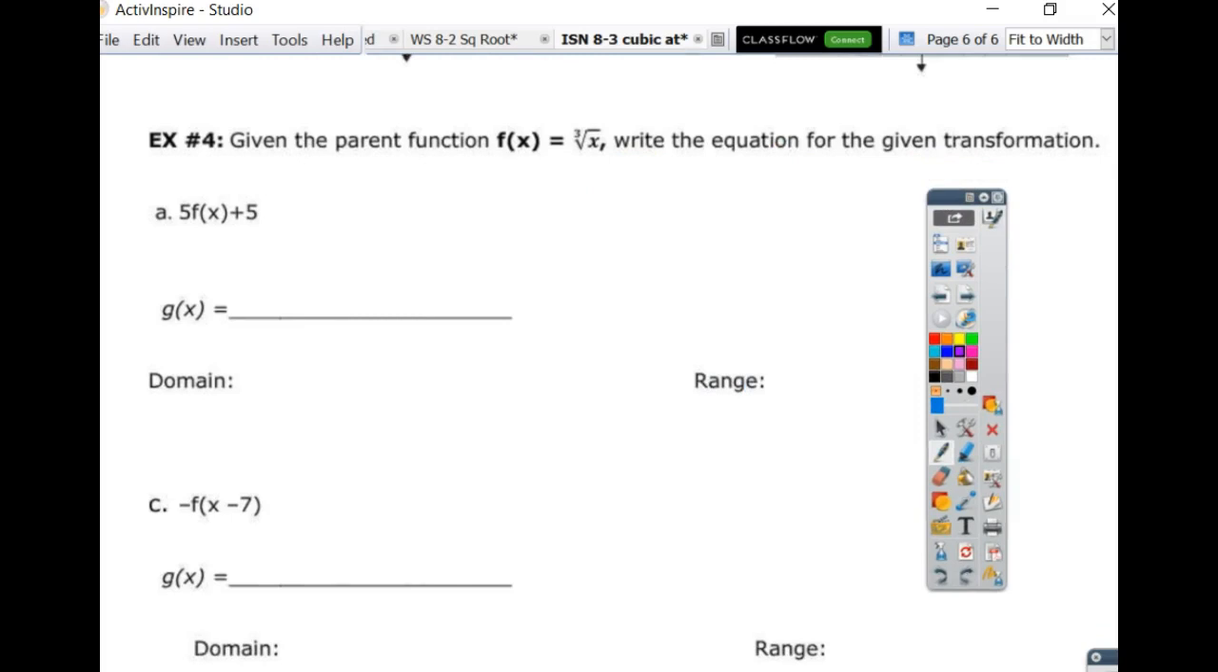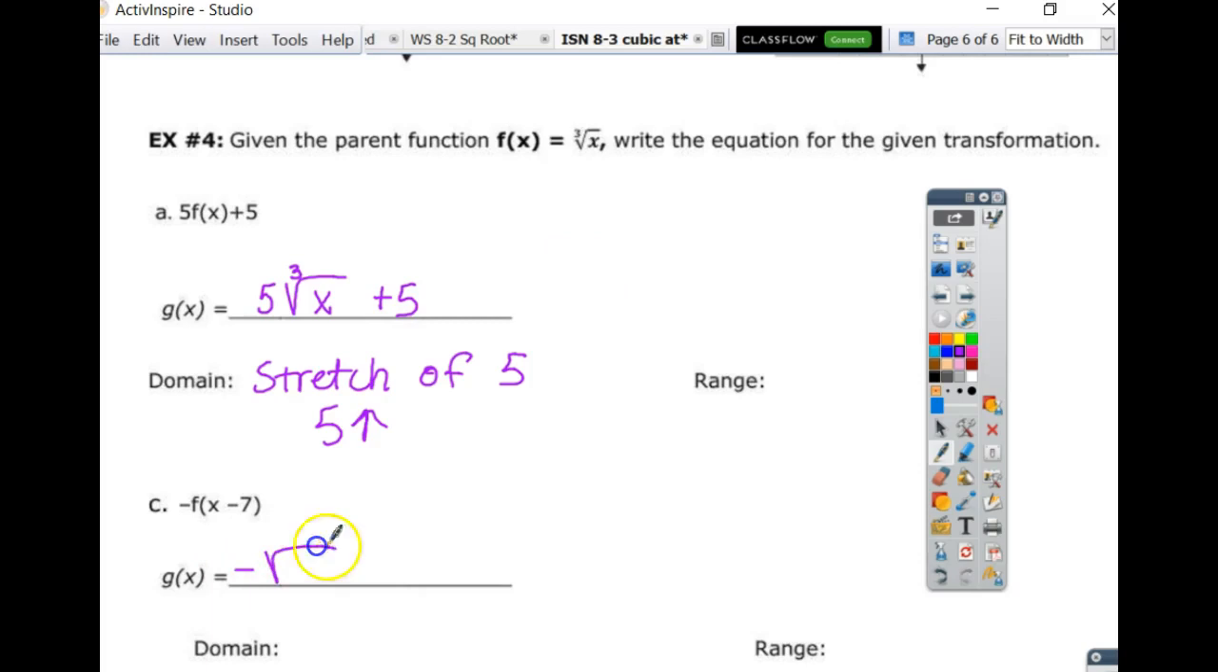So this time we're going to write with the cube root. So this is going to be 5 cube root of x plus 5. That's going to give me a stretch of 5 and 5 up. And the last one is going to be a reflection over the x-axis. And then 7 to the right.